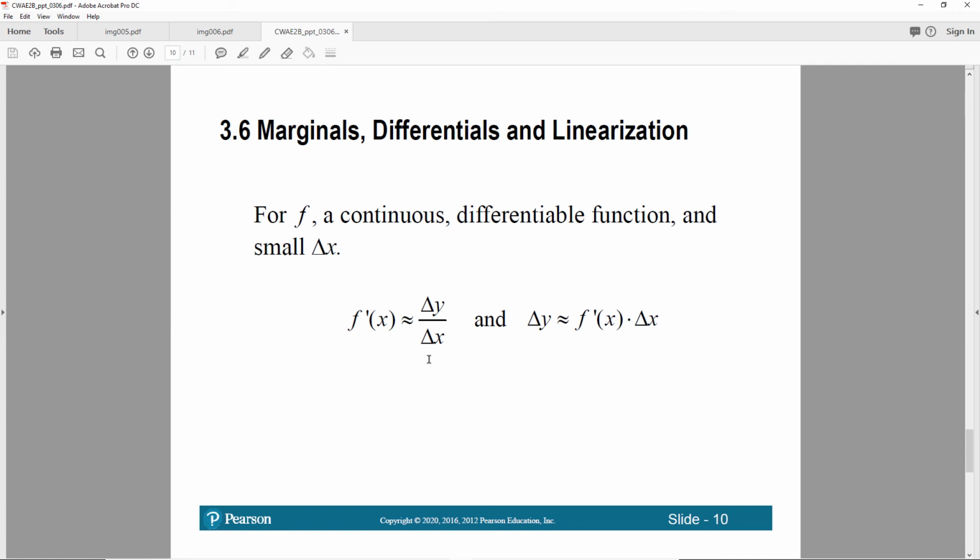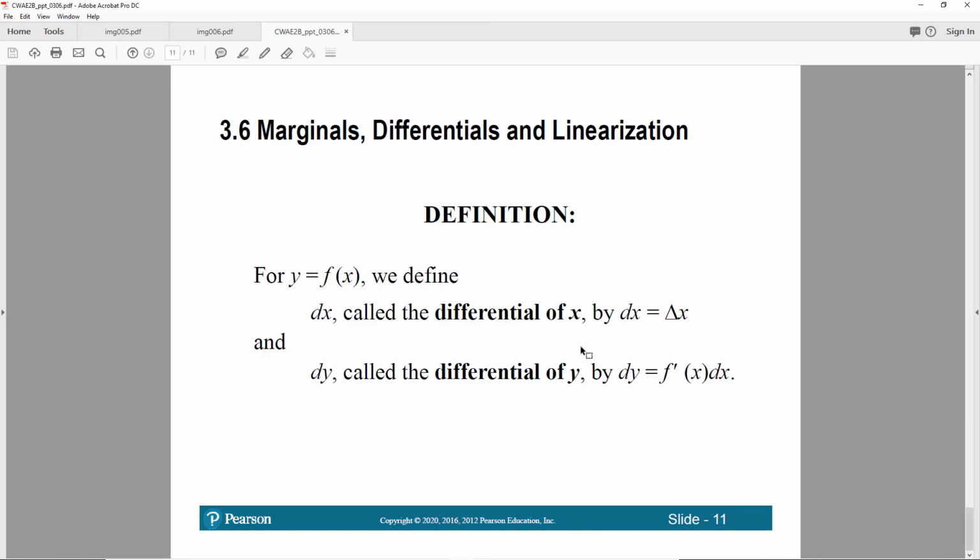For f a continuous differentiable function, and for very small delta x, f prime of x is approximately delta y divided by delta x. For f of x, we define the differential of x as dx equal to delta x. dy is called the differential of y, and dy is equal to f prime of x times delta x.